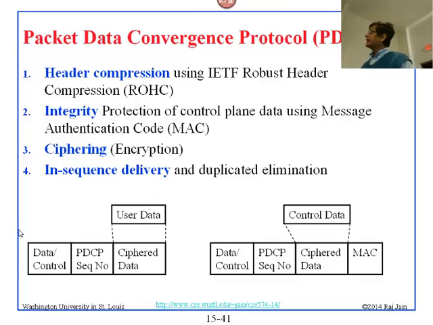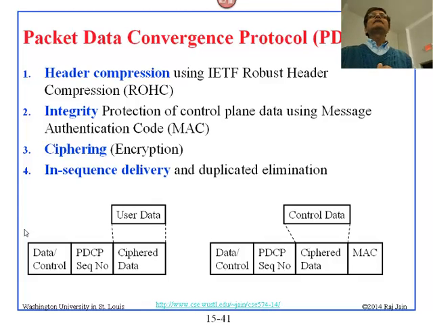Then the next layer down is PDCP, and PDCP does 4 things. First thing is there is header compression. So what is header compression? Well, the packet that has been given to you has an IP header, a TCP header, an application header, and much of this is repeated anyway. So we don't want to send that on the wireless because we just don't have that many bits. So we compress it.